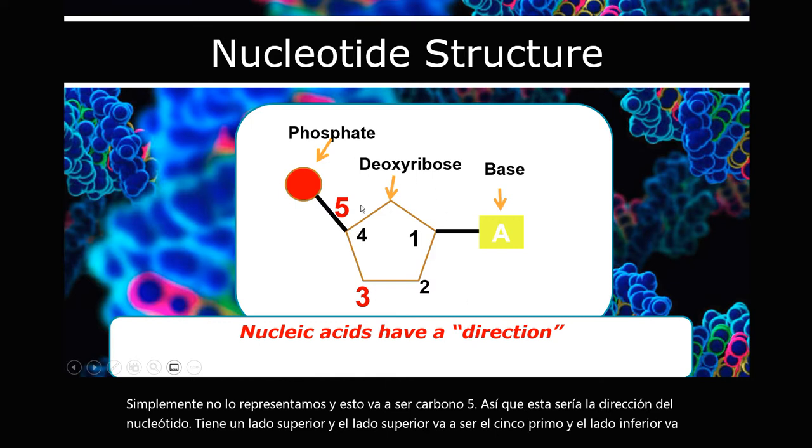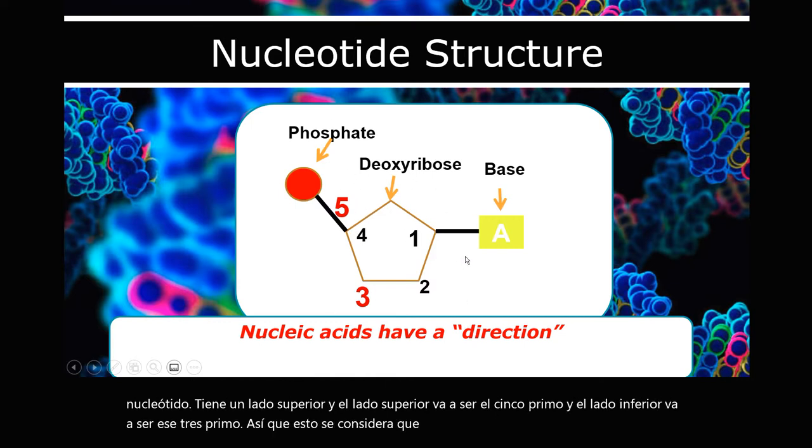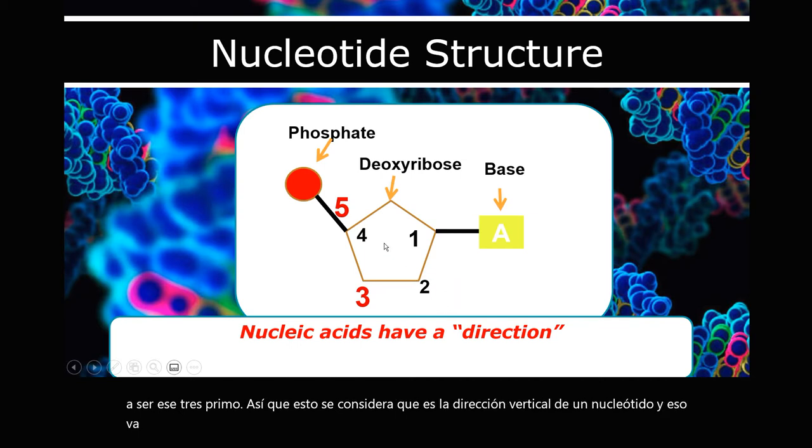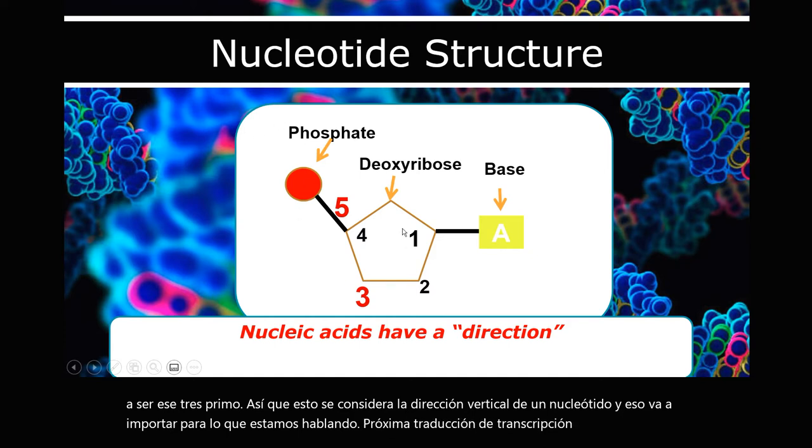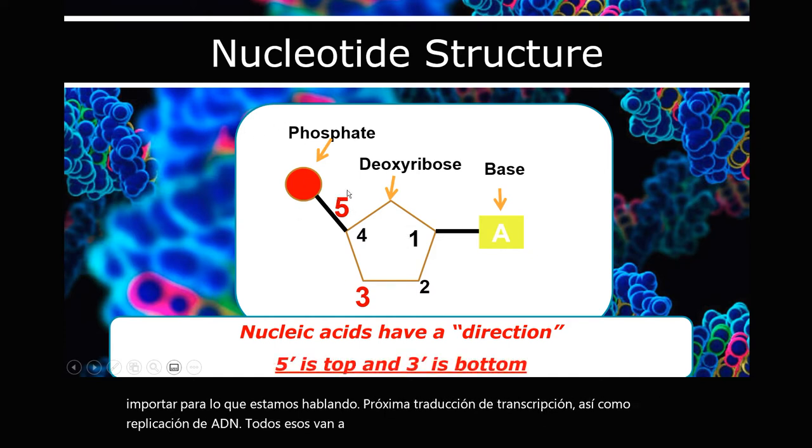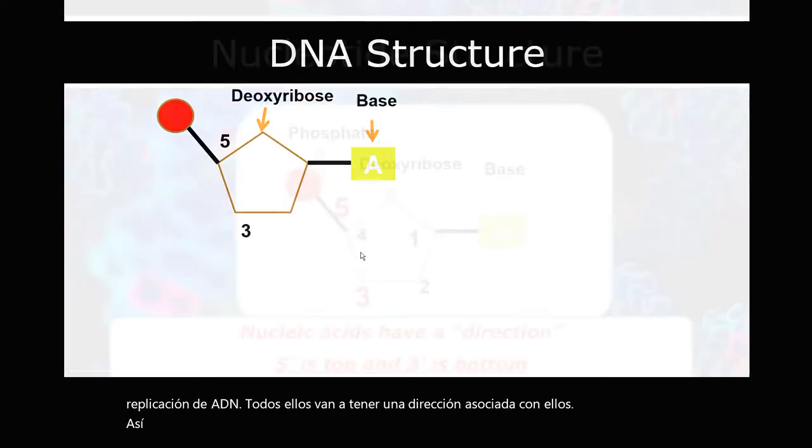So this is considered to be the upright direction of a nucleotide, and that is going to matter for what we're talking about next: transcription, translation, as well as DNA replication. All of those are going to have a direction associated with them, right? So 5' is the top, 3' is the bottom.